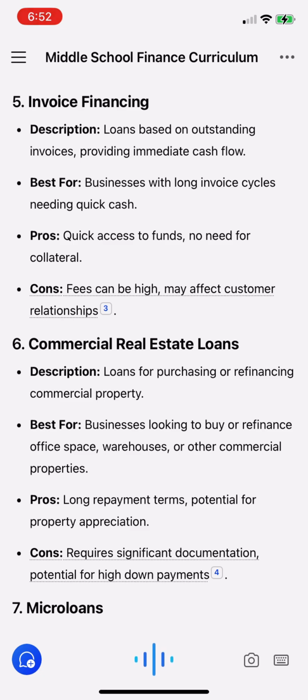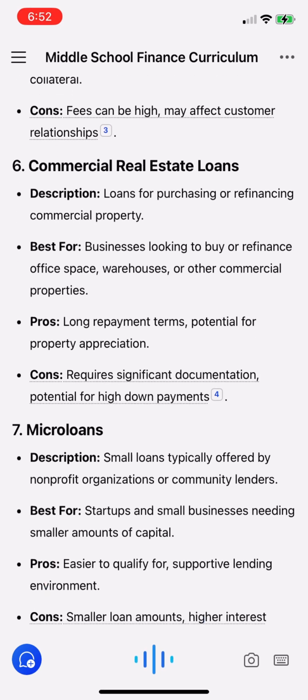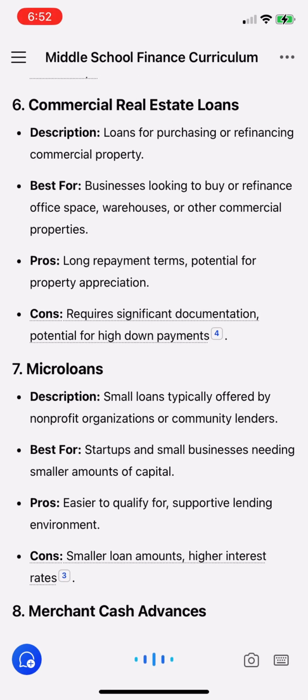Pros: quick access to funds, no need for collateral. Cons: fees can be high, may affect customer relationships. 6. Commercial real estate loans. Description: loans for purchasing or refinancing commercial property.